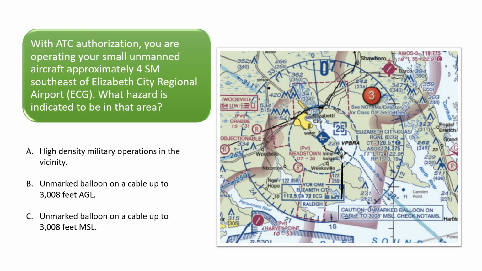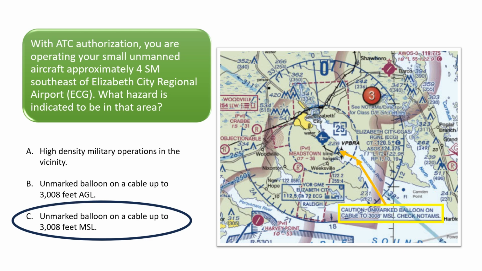Look to the southeast of Elizabeth City Airport and notice the symbol that looks like a star. The box near the bottom of the chart has a caution warning for aircraft saying that there is an unmarked balloon on a cable to 3,008 feet MSL. It would be a prudent move to check the notice to airmen to get more information on the operations in this area. The correct answer is C.